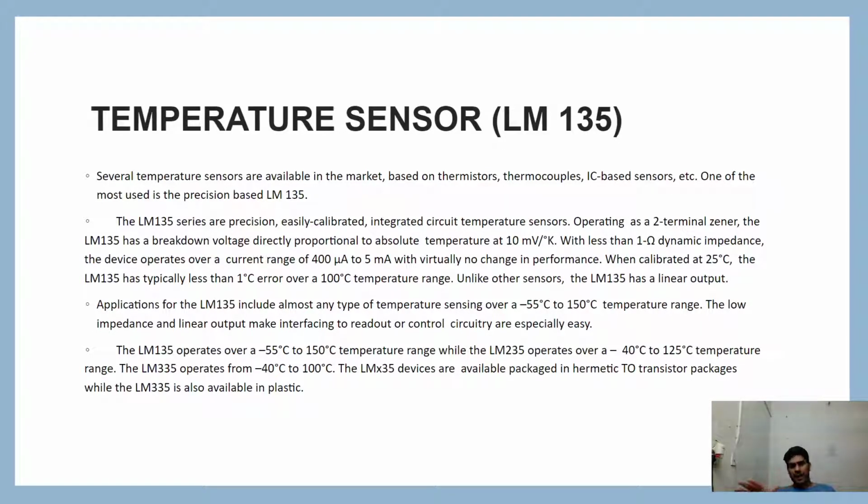Now we look into the temperature sensor that we've used here, which is the LM135. In the market, several temperature sensors are available. They could be based on thermistors, thermocouples, IC based, and so on. We have used a precision IC, the LM135. The LM135 is a 2-terminal Zener that has a breakdown voltage directly proportional to absolute temperature at 10 millivolts per Kelvin. Therefore, the output of the LM135 is linear and it is very easily calibrated to the Kelvin scale.